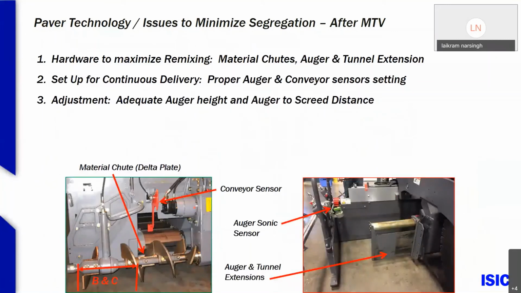Then it comes to the last point of handling, which again, Todd did a pretty good job explaining in detail, so I will not go through the details, but you can look at this in 3 categories. We need hardware: material chutes, auger, reverse augers, tunnel extensions, auger extensions, all of which Todd covers. But we also need proper setup of your auger and conveyor sensors to ensure that the auger and conveyors are turning consistently, and your auger height is positioned relative to your mat. And then of course, we need all the proper adjustments. So to manage the material as a tractor is delivering it to the screed, we need to look at it in 3 forms: hardware, setup, and adjustment, which Todd did a pretty good job on.